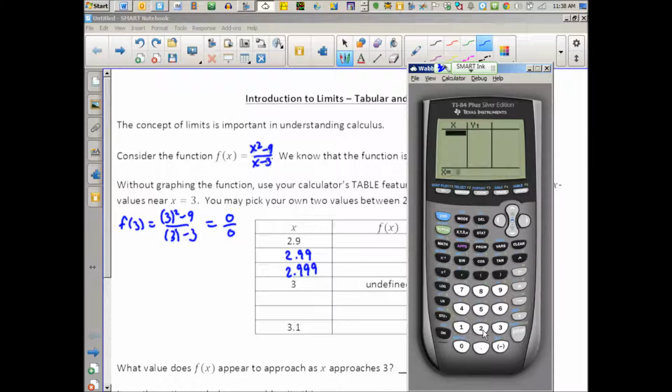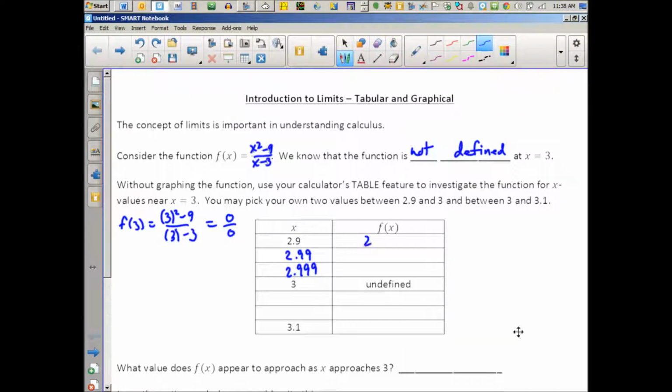So I was thinking, let's do 2.9, which seems to give us 5.9. And we'll also plug in 2.99. That gives us 5.99. And let's do 2.999. And that seems to give me 5.999. So let's go back to our table and fill those in. We have 5.9 for this blank, 5.99 for this blank, and 5.999 for this blank.